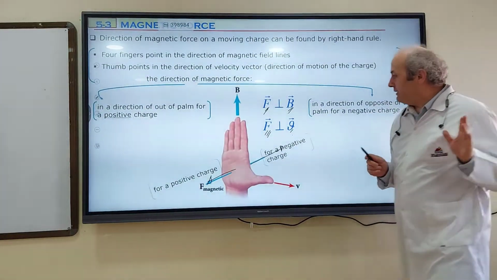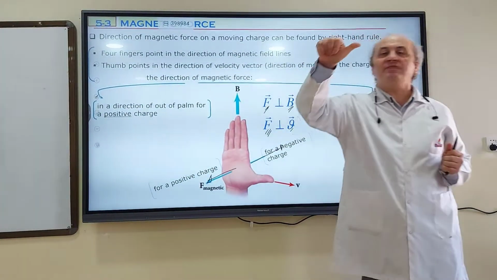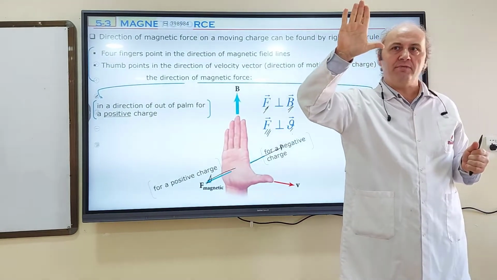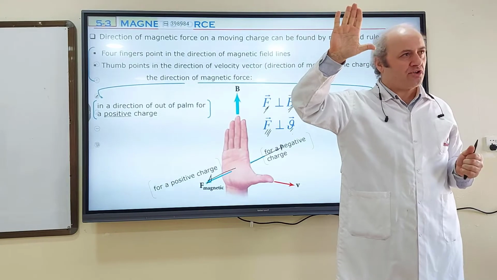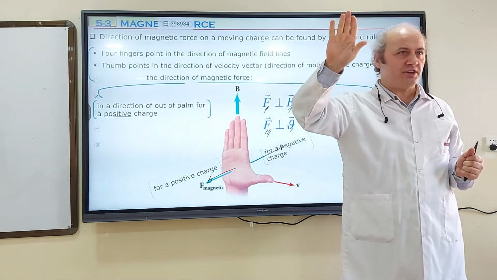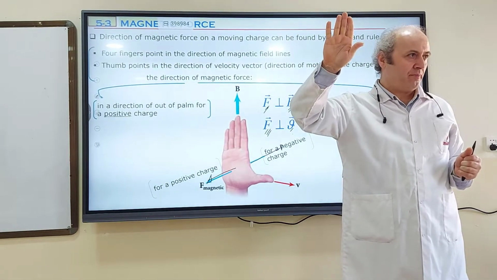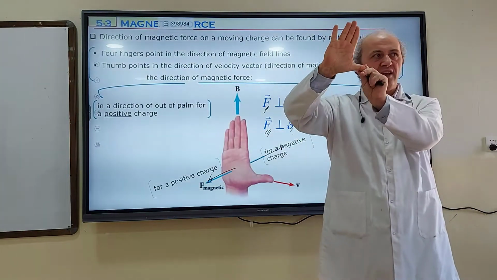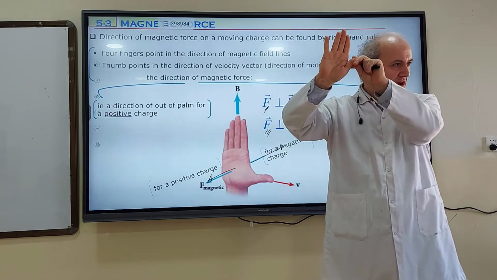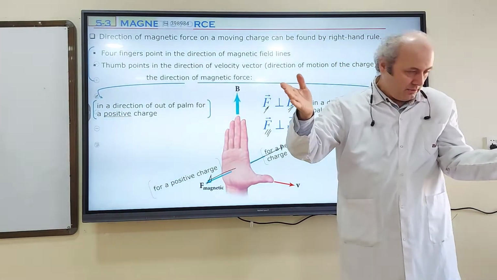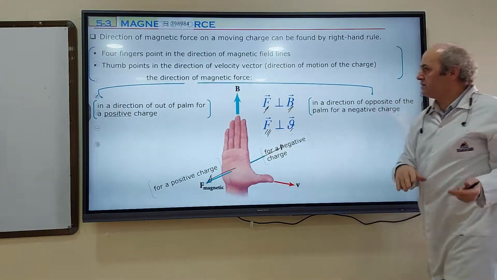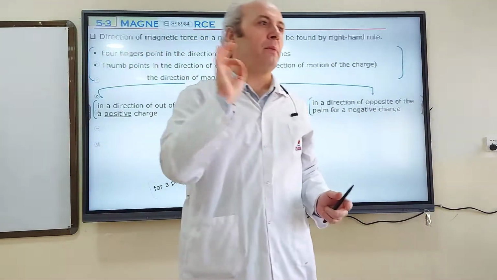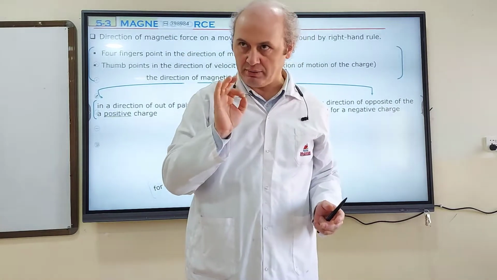And the angle between V and B can change. It's up to you. If you move the particle perpendicular, the maximum magnetic force acts. If 30 degrees, half of that. If parallel, 0. So, this thumb can make different angles with the magnetic field. It's possible. I think this is all about the right-hand rule in section 3. Now we are going to apply this to some problems.